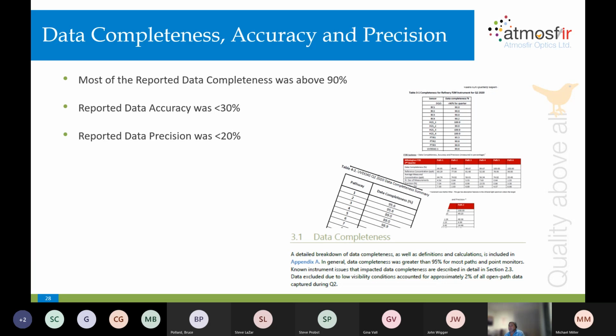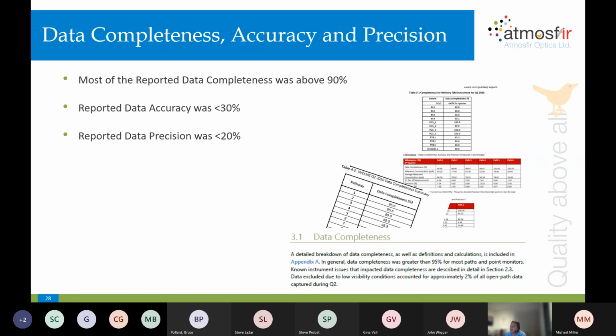I looked at the data completeness, accuracy, and precision that were reported in the quarterly report, and I will say again, all the data that you see in this presentation is public domain. Everybody can download it. It's not my thought, it's not my invention. Everything you can download from the refinery's website.